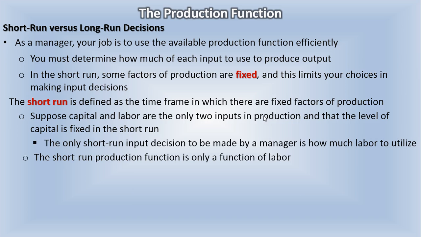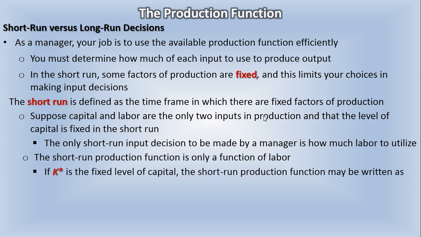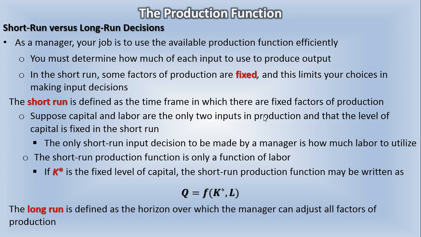So the only short-run input-output decision to be made by a manager is how much labor to utilize, as I mentioned. So in the short run, the production function is only a function of labor. Labor is the only variable input, and so output is only a function of one variable, which is labor. So we fix capital at some level, and we denote it K star. So the short-run production function may be written as this relationship here, with quantity as a function of some fixed level of capital and labor.